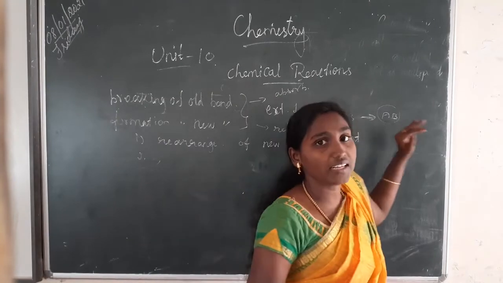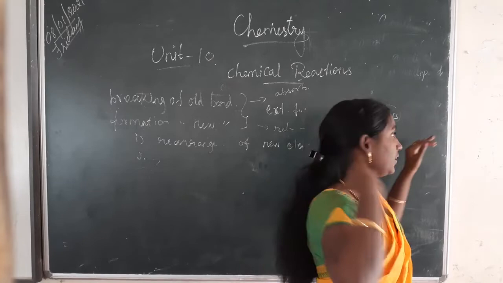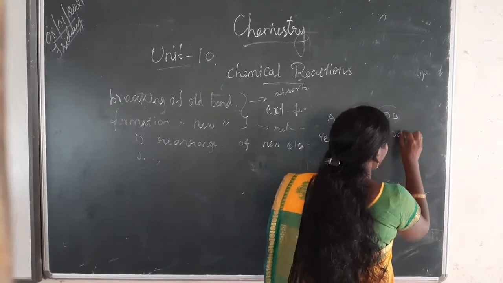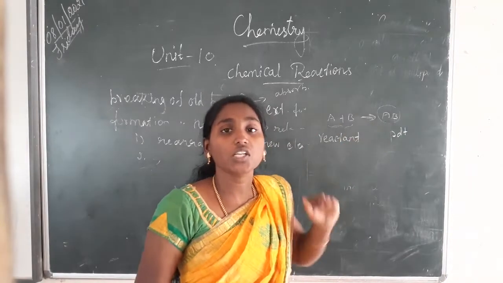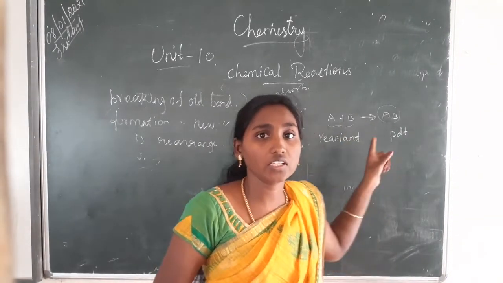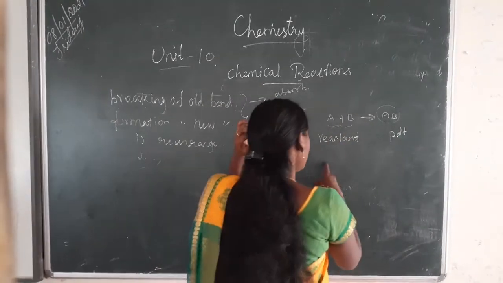Then the right side element or compound is called the product. This is called the product. Then this arrow indicates the direction of the reaction. Have you understood?